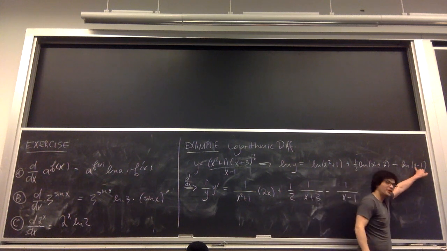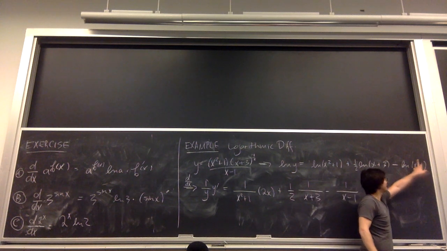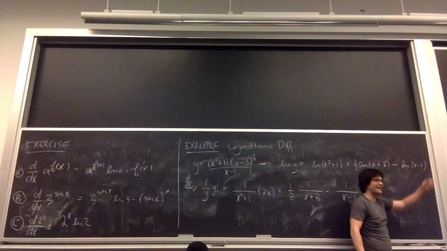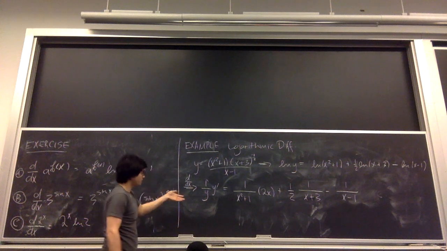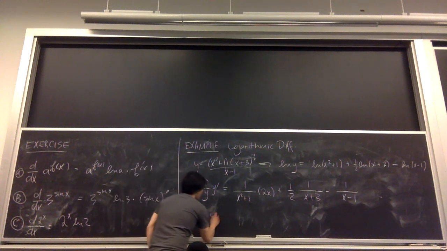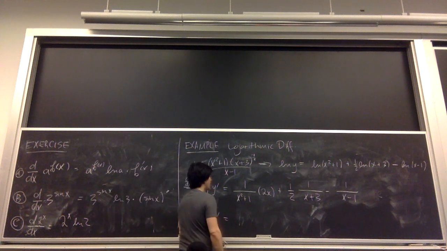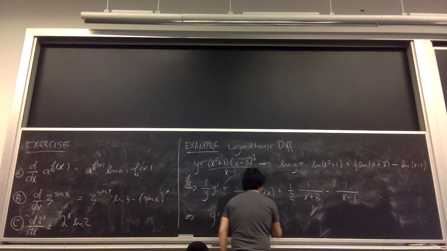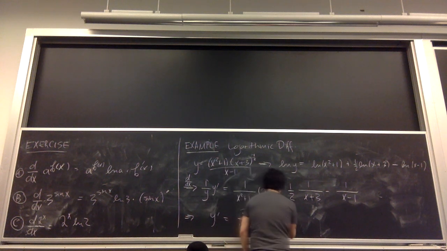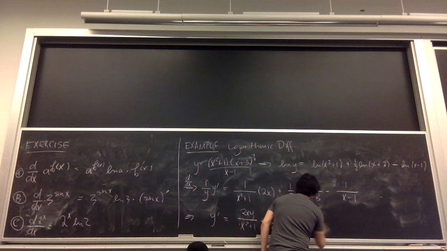Be careful with signs. You may get tempted, like ln of minus x is going to be minus 1 over x because of the chain rule. Okay, but this means that y prime is equal to 2xy over x squared plus 1 plus 1 half y over x plus 3 minus y over x minus 1.